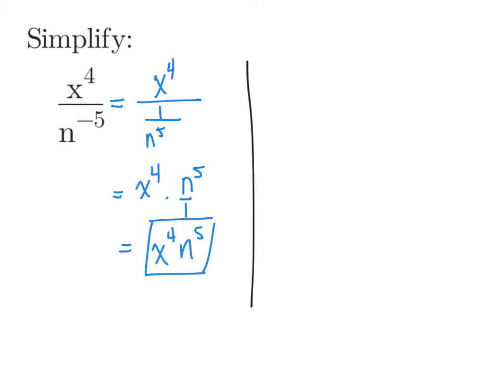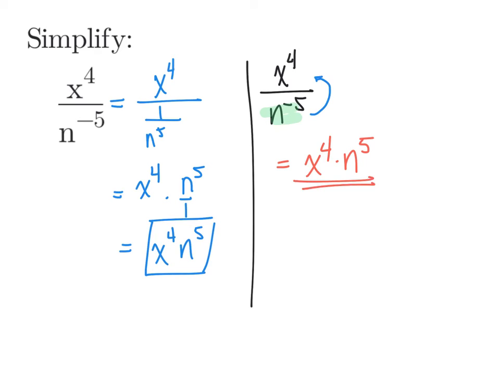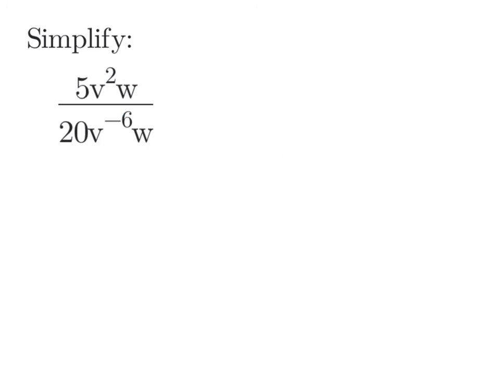If we start off with x to the 4th over n to the negative 5th, whenever we have a negative power, like in the denominator here, in order to simplify, what we can do is just take it and move it to the other side of our fraction, and then it will end up with a positive power. All right, and that's how we can get that same answer a little bit quicker. So how about this last one?